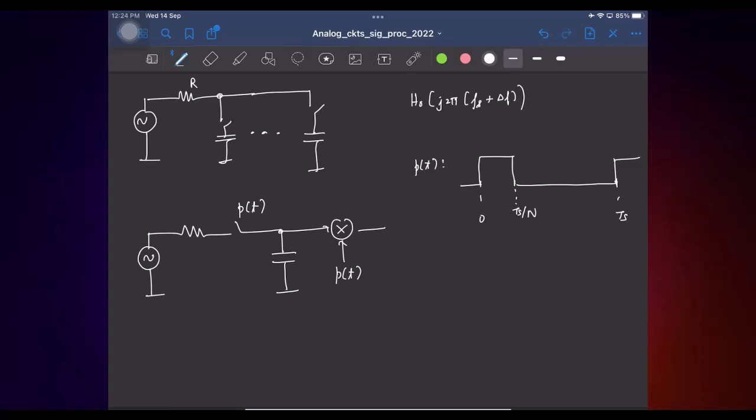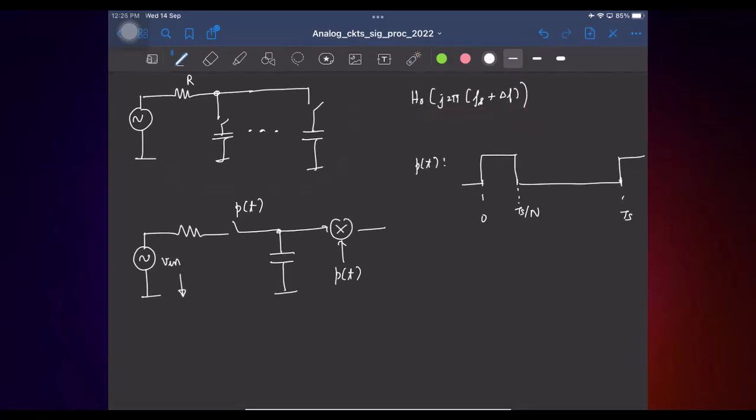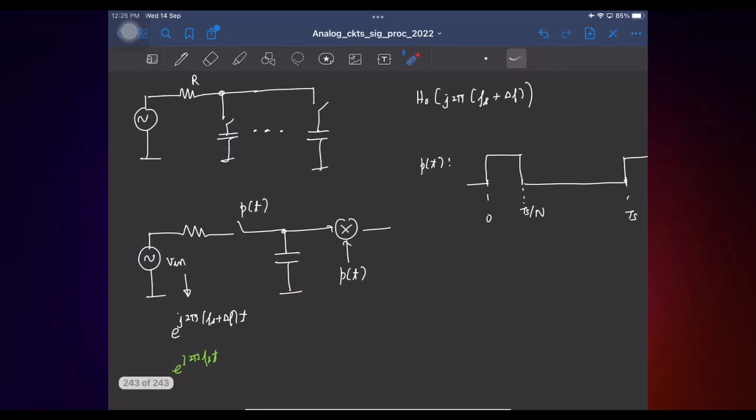And I want to find H0 of j2π(fs plus delta f). So what should be my input? It's e^(j2π(fs plus delta f)t). And when we had to find H0 of j2πfs, we applied the same, right? e^(j2πfst). And if the RC time constant is very large, we assume that only the lowest frequency, which is the DC, is present, right? So here we had only f equal to 0, and we computed the DC component. And of course, this component is modulated by p(t) to generate a tone at fs.